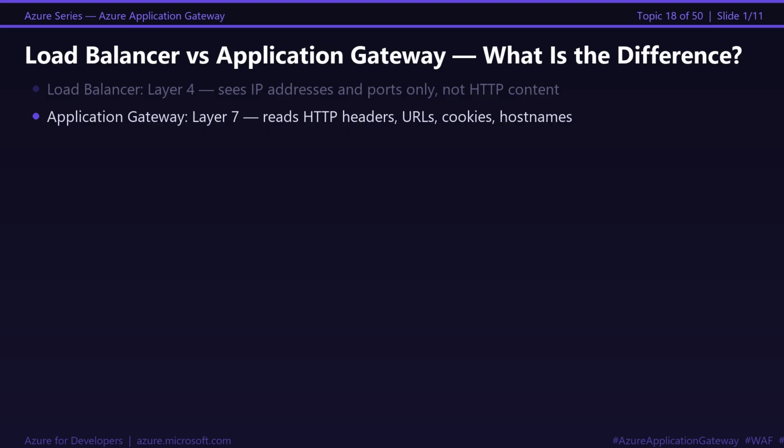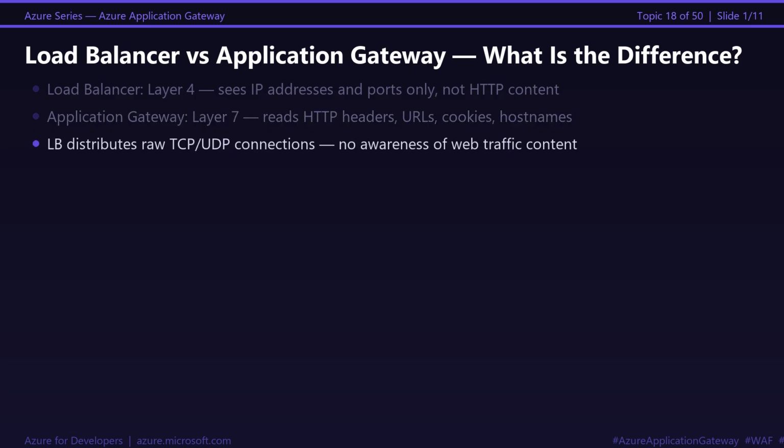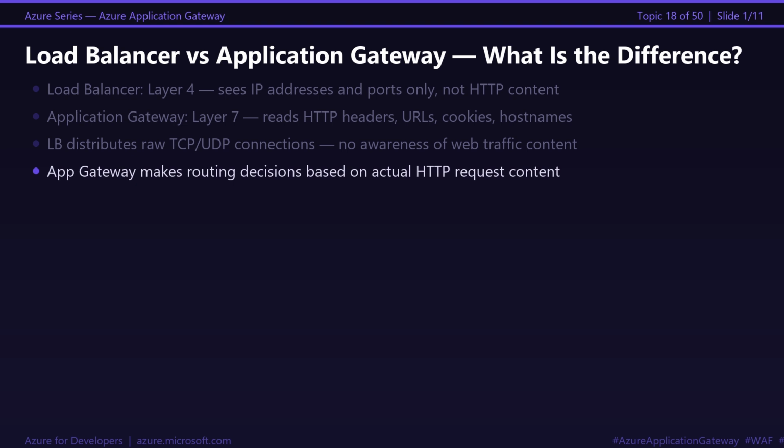Application Gateway works at layer 7, the HTTP layer. It reads your actual web traffic: URLs, headers, cookies, host names. And it makes smart routing decisions based on that content. 2 different tools. 2 different jobs. Load Balancer for raw TCP and UDP traffic. Application Gateway for web applications. By the end of this video you'll know exactly when to use each one.